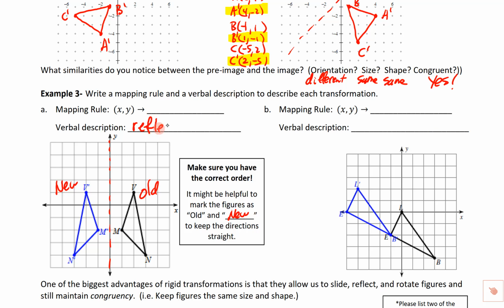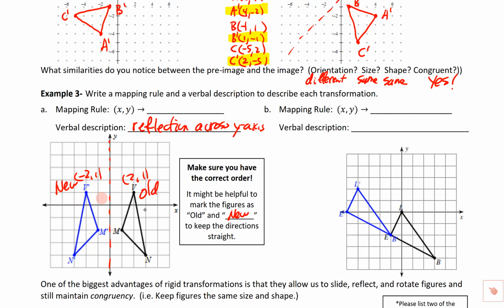So reflection across the y-axis, okay? And then the rule for that, well, let's see if we can figure out what the rule is. Notice that the coordinate right here was (2, 1), and the coordinate for this one right here was (-2, 1), and this one might ring a bell.